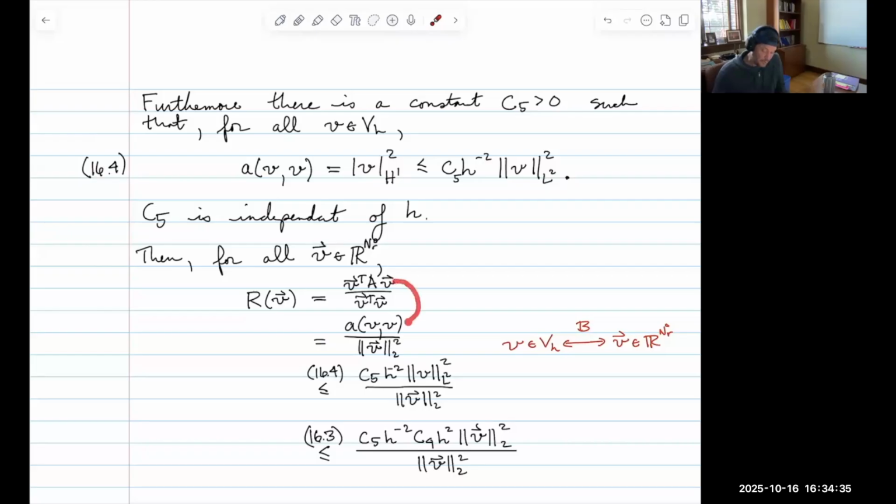So we showed a long time ago that these two things are exactly equal. And when did we show that? We showed that when we were first proving that A is a positive definite matrix.